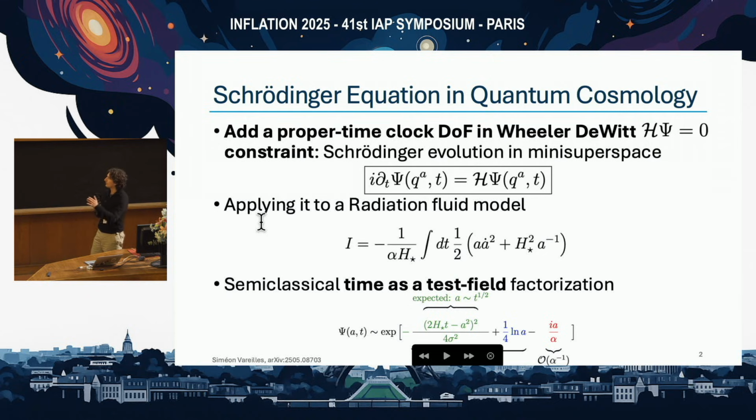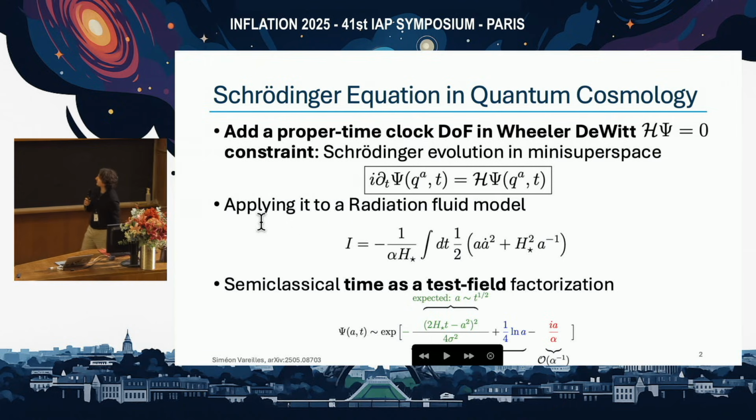So to think of adding a clock as a new degree of freedom in the picture, and that turns the Wheeler-DeWitt constraint into a Schrödinger equation, from which we can then apply this to a radiation fluid model, which has a kinetic term and a potential term.